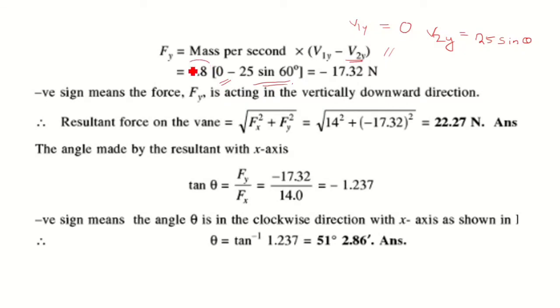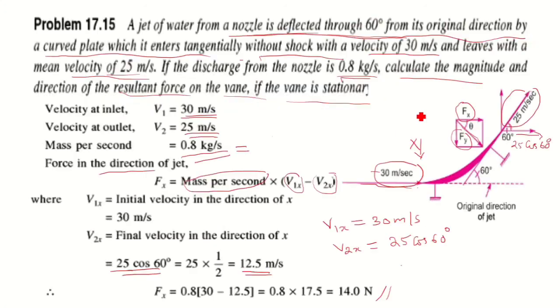Mass per second is 0.8 and F of y is equal to minus 17.32. A negative sign means the force F of y is acting in the vertically downward direction. So it is given as a negative component. Since F of y is negative, it is acting in the downward direction.